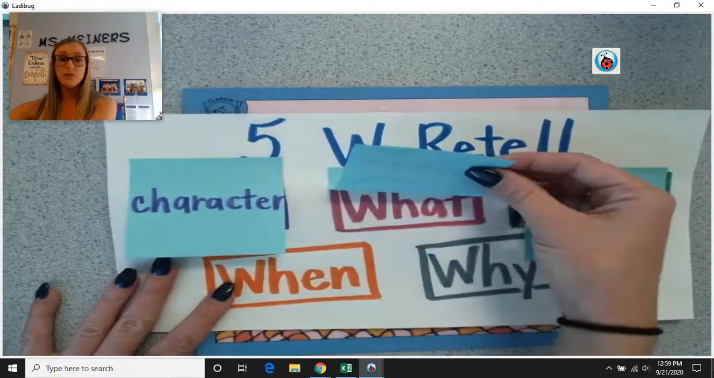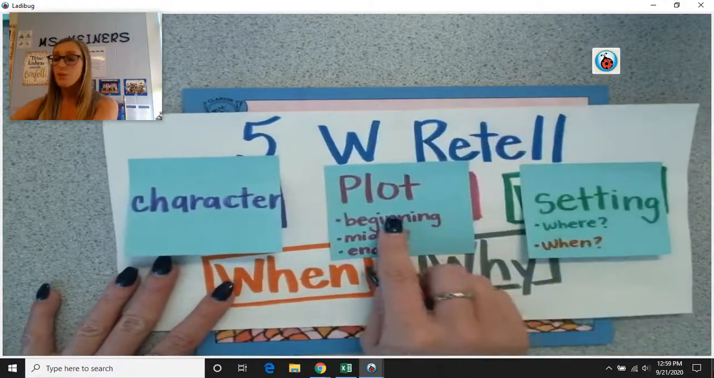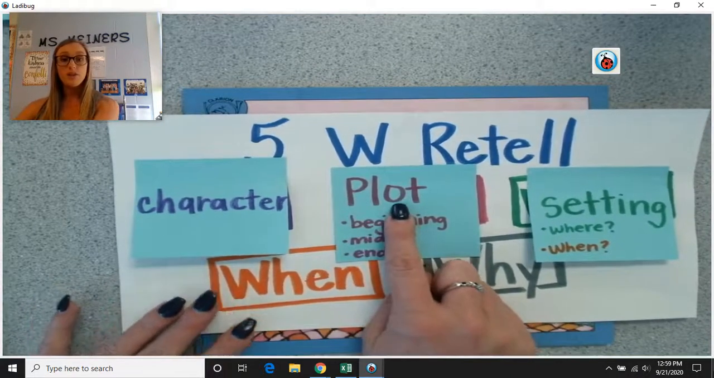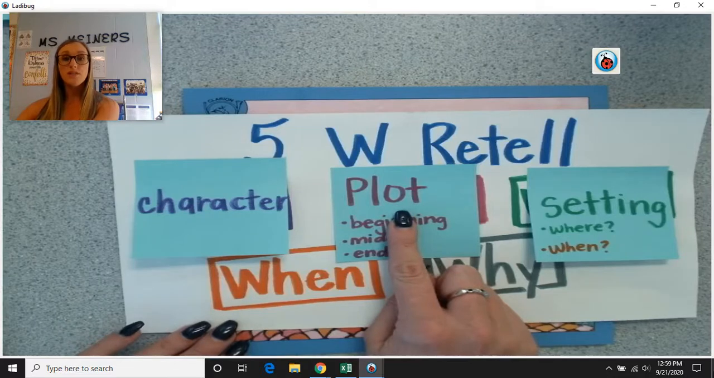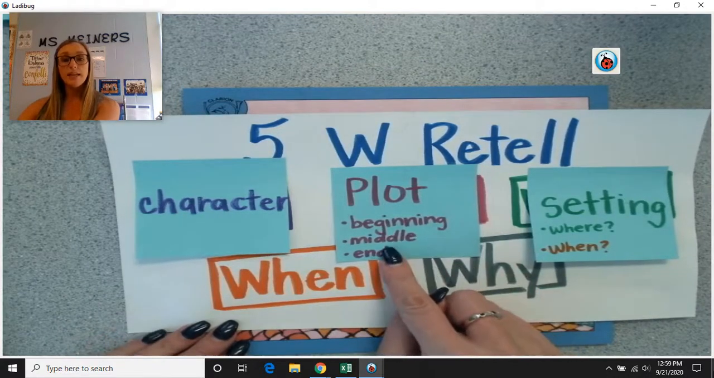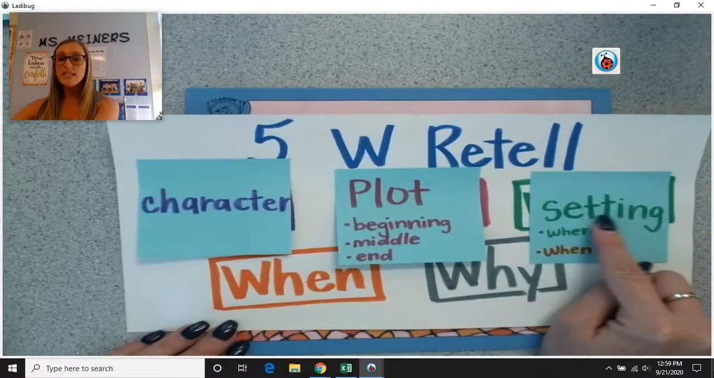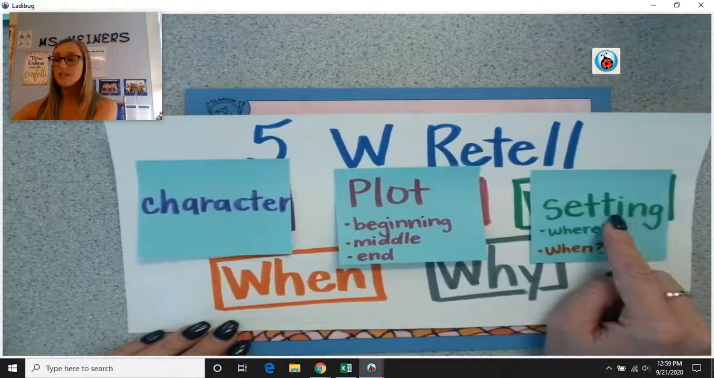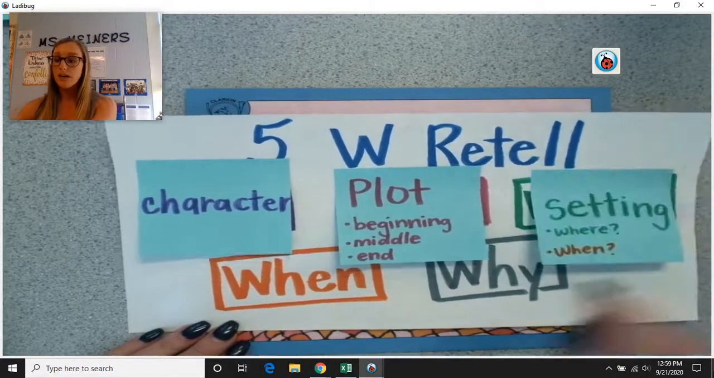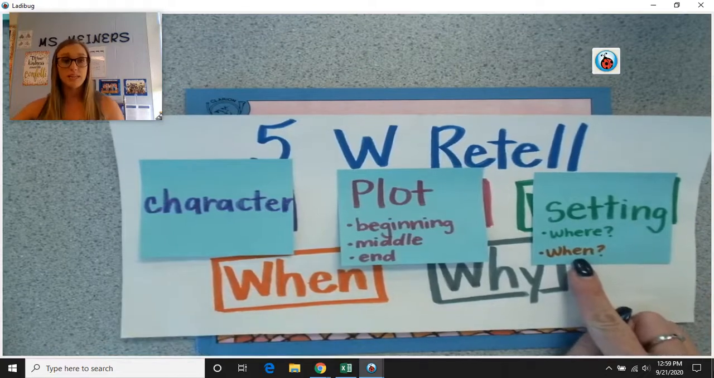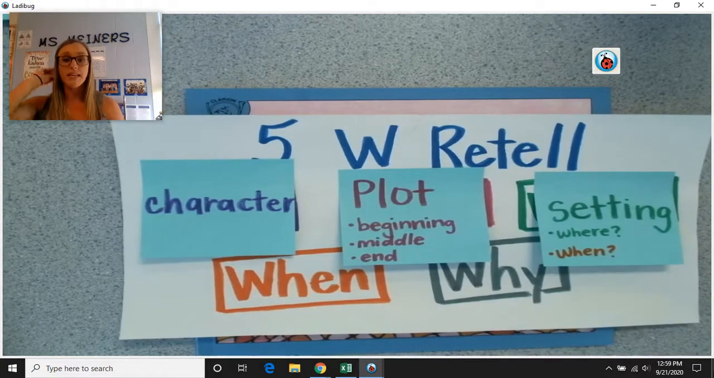The second W, instead of talking about the what, we are going to use the word plot. And when we talk about plot, we are talking about the important events that happen in the story at the beginning, in the middle, and at the end. And the last vocabulary word that we're talking about this week is setting. And remember, the setting goes with where and when. Where does the story take place and when does the story take place? And one thing to remember about the setting is that it can change throughout the story.